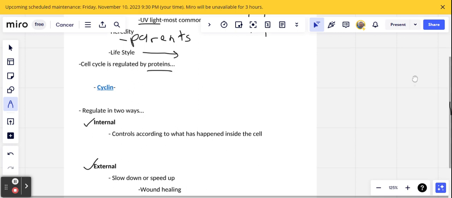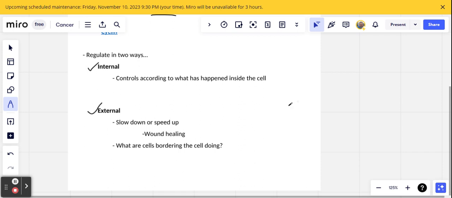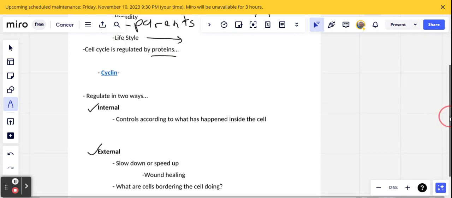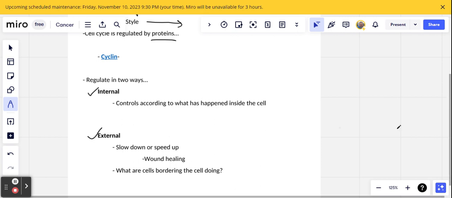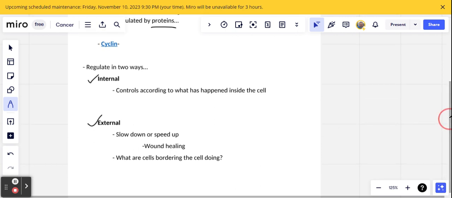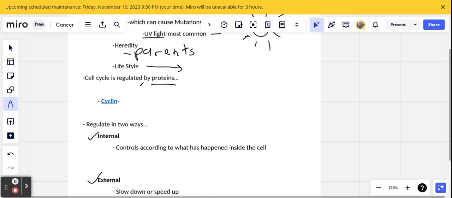Okay, and then also externally, so if a cell dies next to the cell or something like that, then the cell can sense what's going on around it through these proteins and these chemicals that pass in between the cell membrane, and can say, hey, we need a cell. Let's go make another cell. So these are kind of the important things. We're going to learn a little bit more about this. You're going to watch some videos and so on, and learn more about this cell cycle regulation.